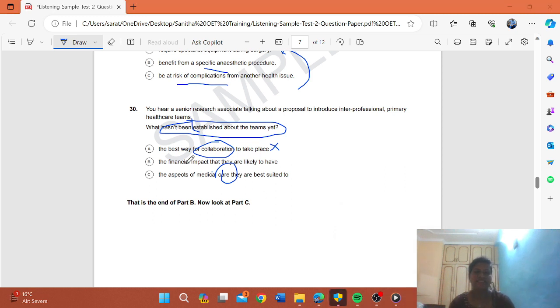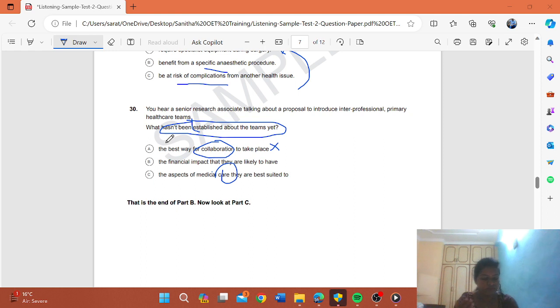Okay, then what is the answer here? They said about the collaboration, they said about the medical care. If any words you hear in the audio are in the option, that won't be the answer. But what is the question here? What is the keyword: what hasn't been established about the teams yet? That is the question here.